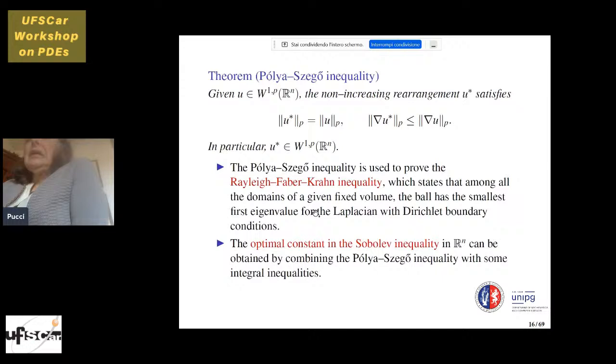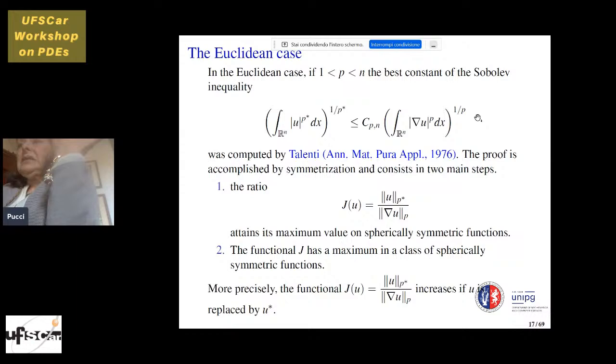And then we have the celebrated Pólya-Szegő inequality that says that if u is in the Sobolev space, then the p norm of the gradient of the non-increasing rearrangement u star does not exceed the p norm of the gradient of u. And so in particular u star is in the Sobolev space. Well, this inequality is used to prove the Rayleigh-Faber-Krahn inequality. What is important is that it gives you the optimal constant in the Sobolev inequality in R^n. Okay, this is the Euclidean case. This is the proof of Talenti. This ratio attains the maximum in u star.